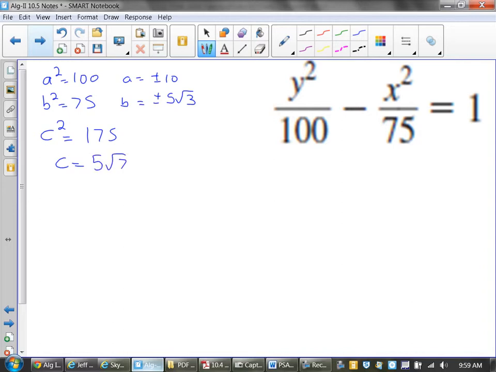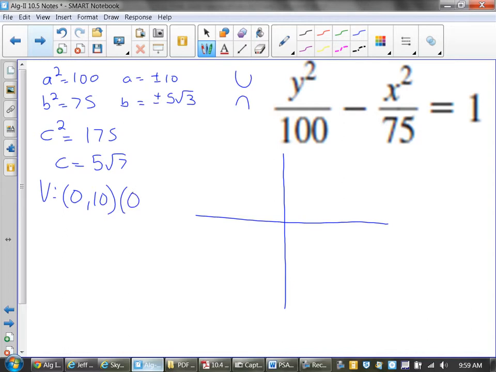From there, I know enough stuff. I know that I'm going to be going up and down. So my vertex will be at 0, 10 and 0, negative 10.